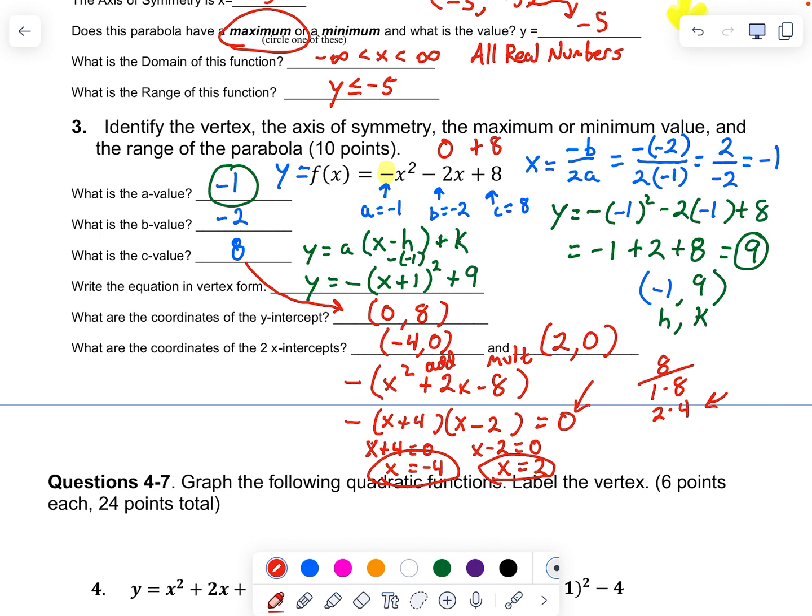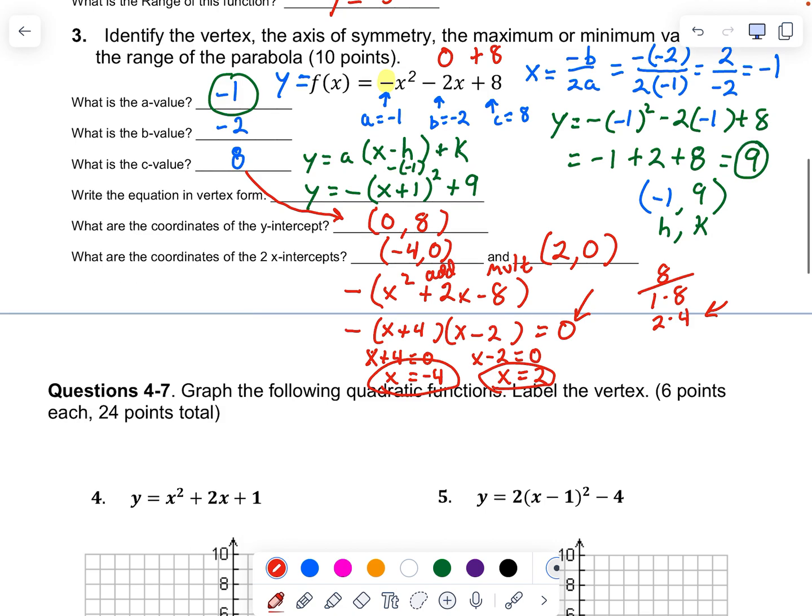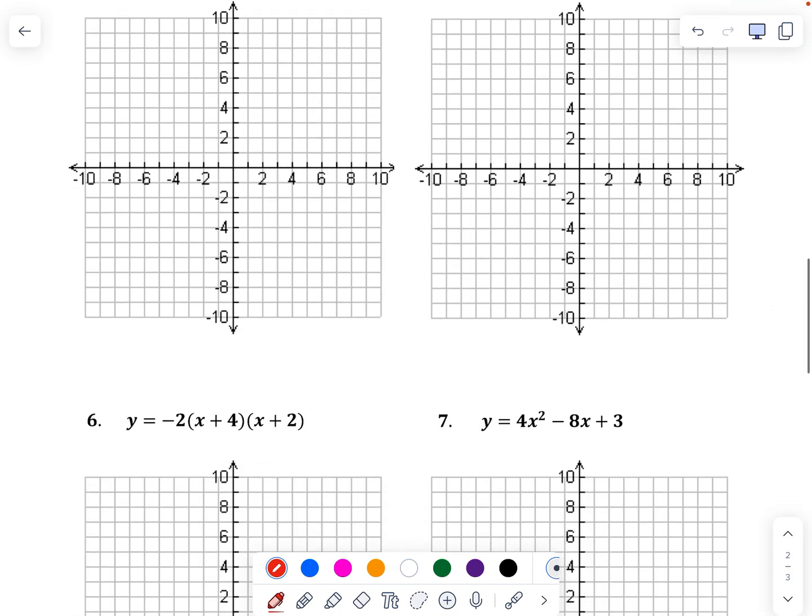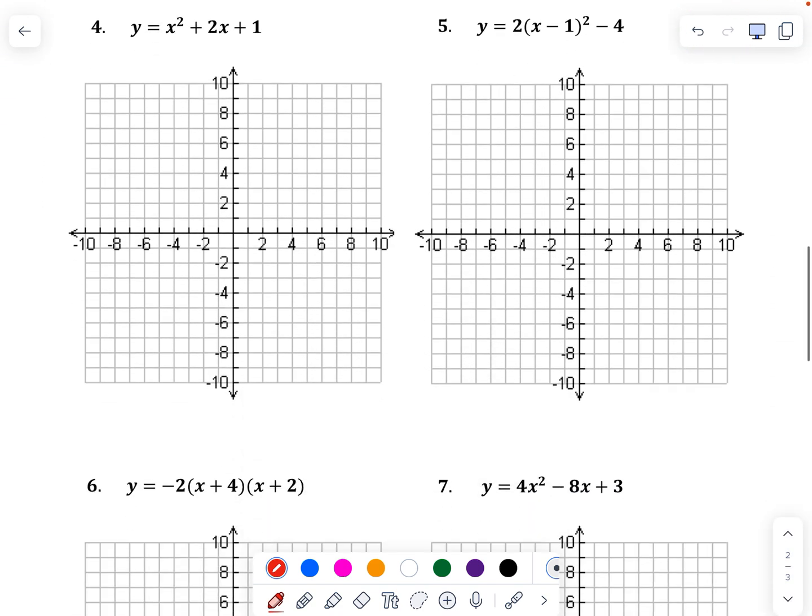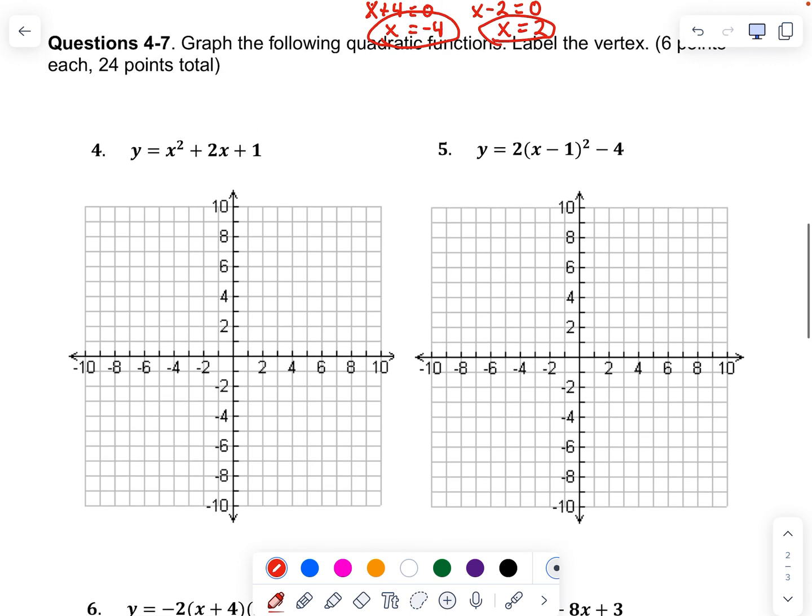All right, in the next review video, we'll go over graphing given different forms of a quadratic function.